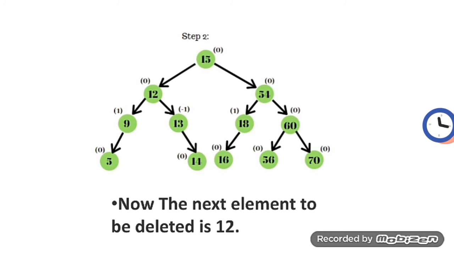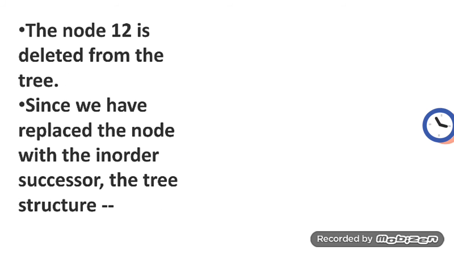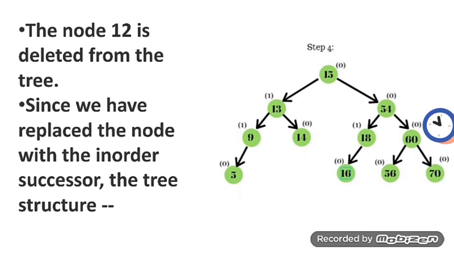Okay, suppose now we want to delete 12. Now we can see that 12 is having two children, one at the left side, one at the right side. It is an interior node. And when we delete 12, we will replace the node with its inorder successor, and the tree will look like this. You can see here 12 is replaced, and 13 has taken the place of 12, and here also each node is maintaining proper balance.